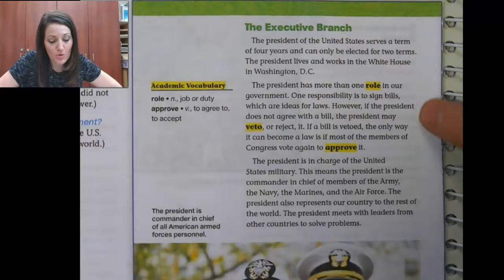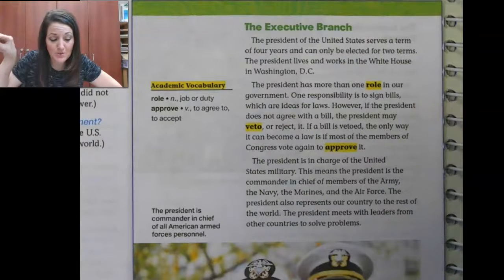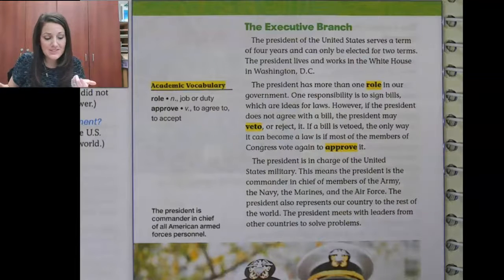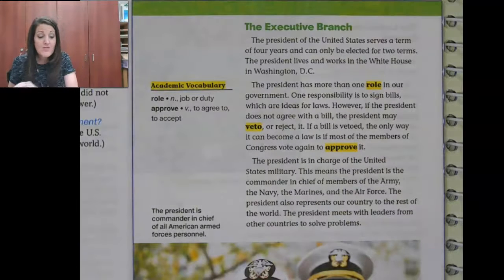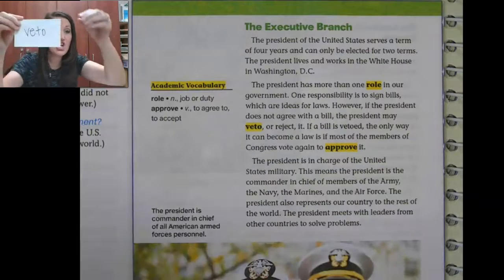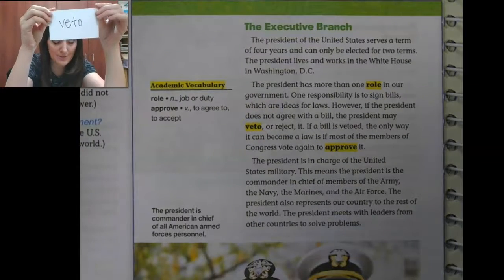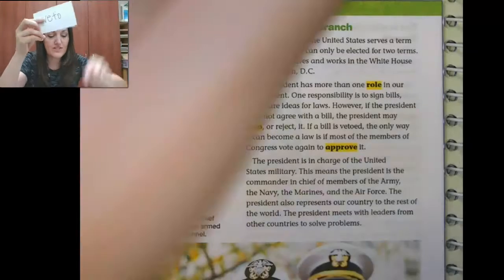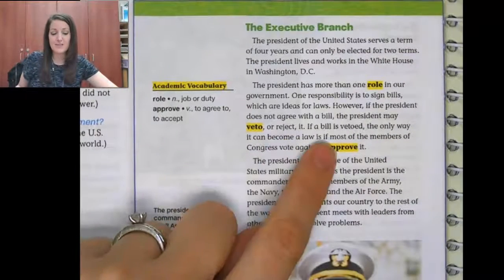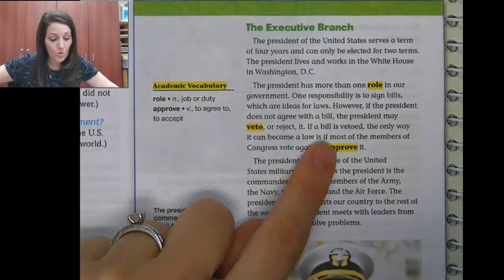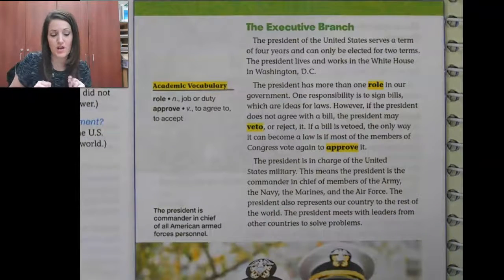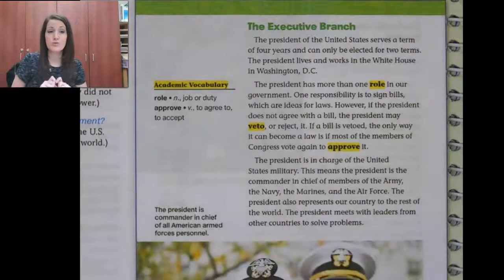The president has more than one role in our government. One responsibility is to sign bills, which are ideas for laws. We just talked about that one. However, if the president does not agree with the bill, the president may veto it. That's another vocabulary word, veto. That means reject. So it says veto or reject it. If a bill is vetoed, the only way it can become a law is if most of the members of Congress vote again to approve it.